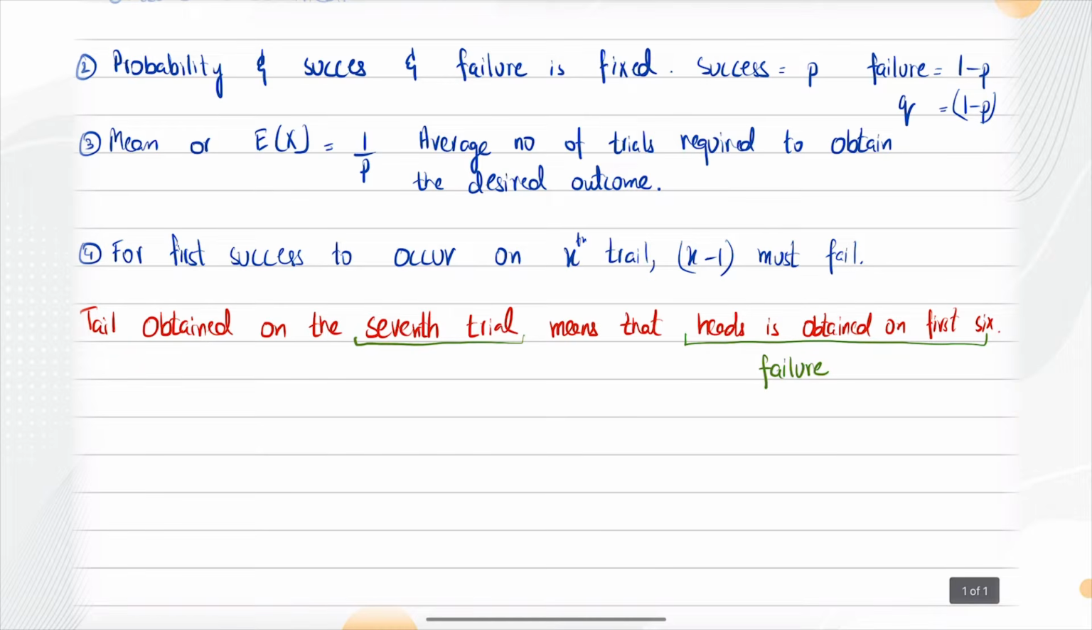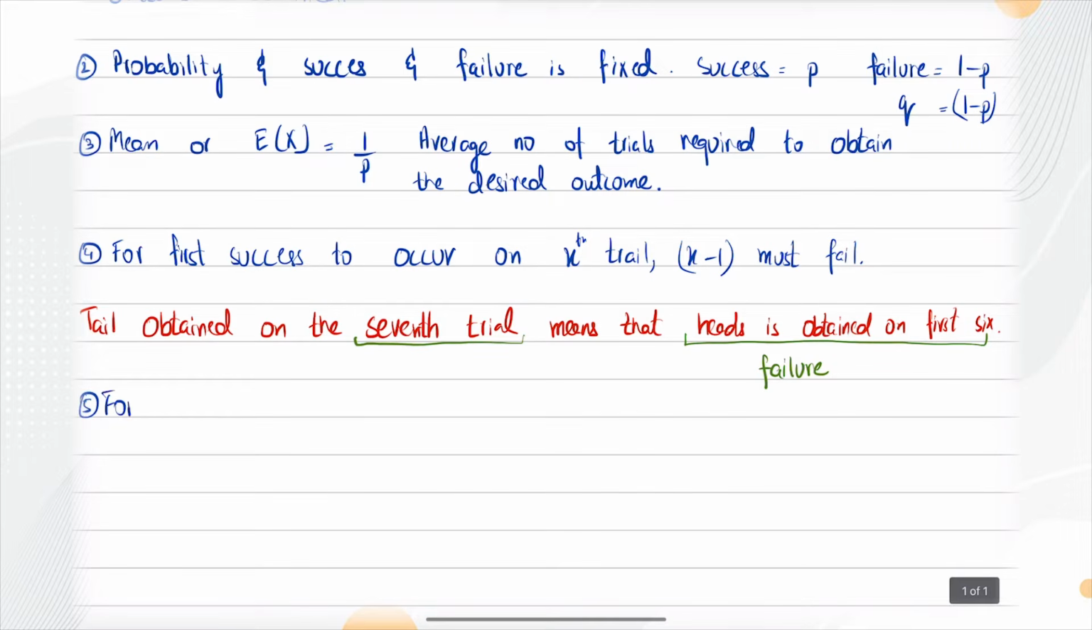For example, if the question says find the probability that a 4 or a 5 is obtained on the 6th trial, that means that on the first 5, the score was other than 4. Or if the question says find the probability that 10 is obtained on the 8th trial, that means that the first 7 trials must have resulted in a failure.